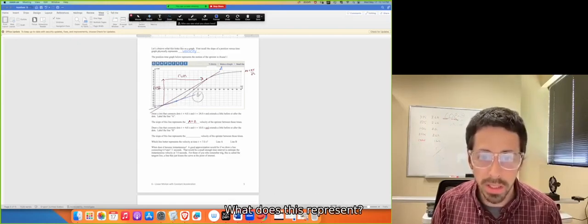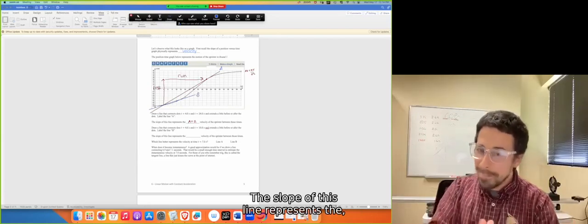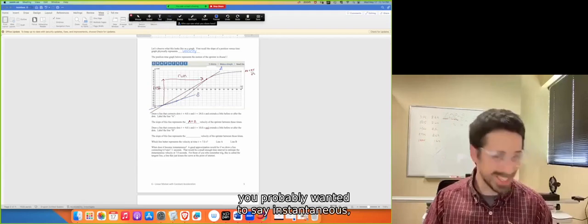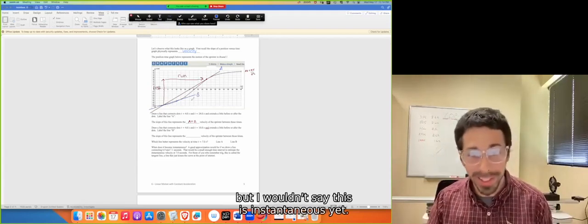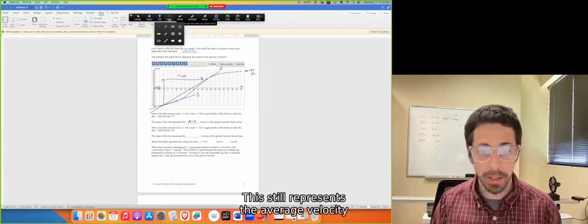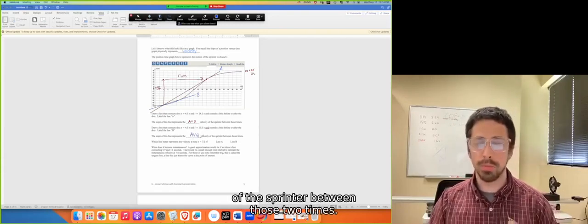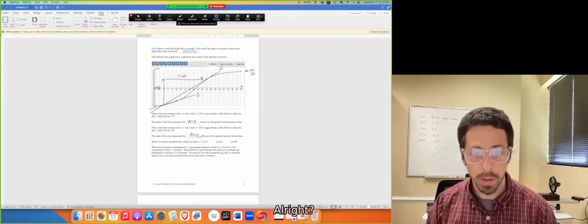What does this represent, right? The slope of this line represents the... You probably wanted to say instantaneous, but I wouldn't say this is instantaneous yet, right? This still represents the average velocity of the sprinter between those two times, right?